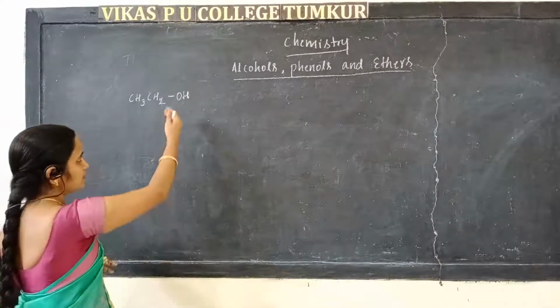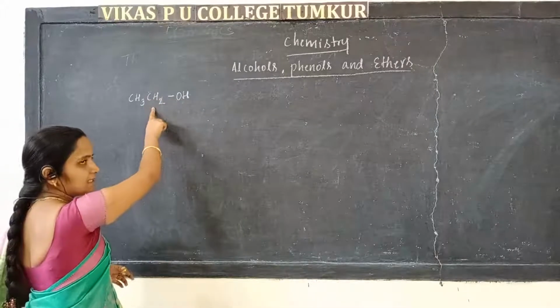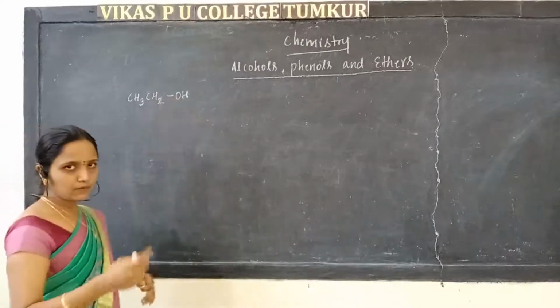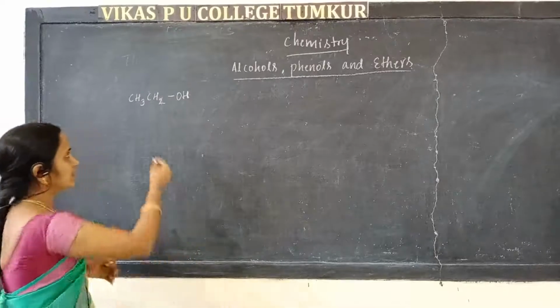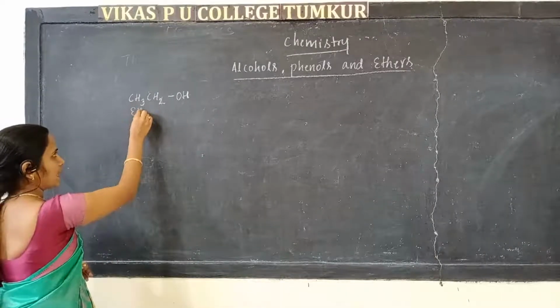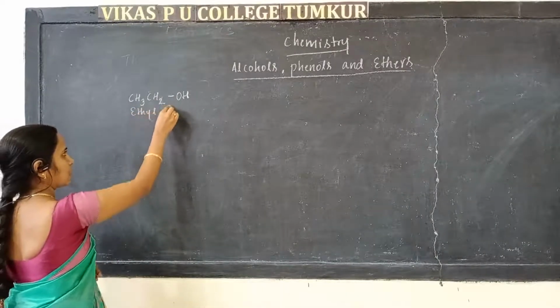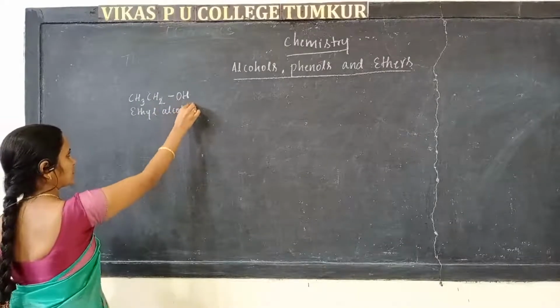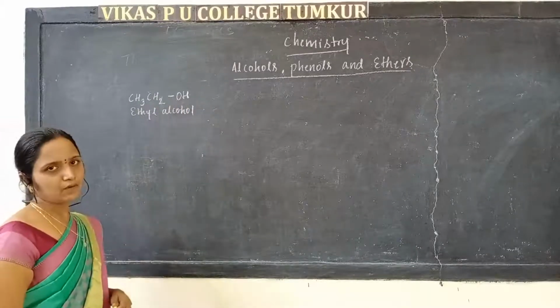If we replace one hydrogen atom in ethane by the hydroxyl group, we obtain an alcohol. The name of this alcohol is ethyl alcohol. The name of this compound we call ethyl alcohol.